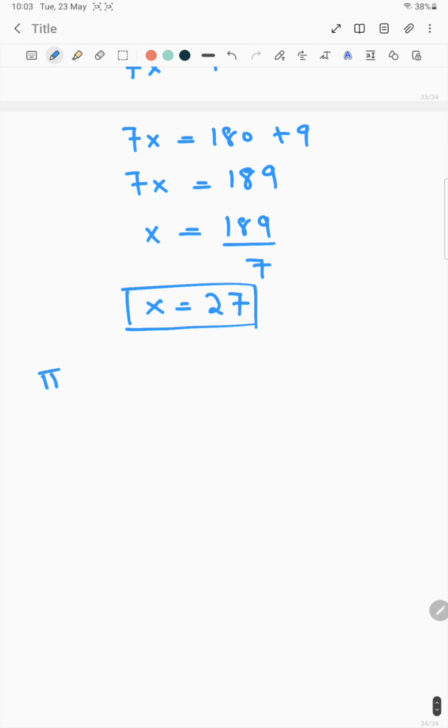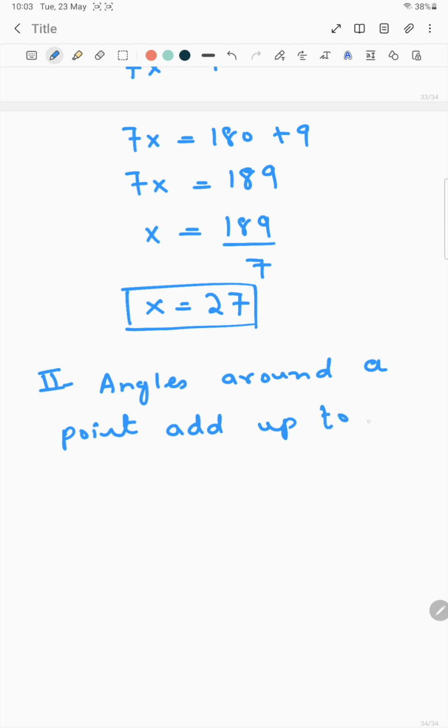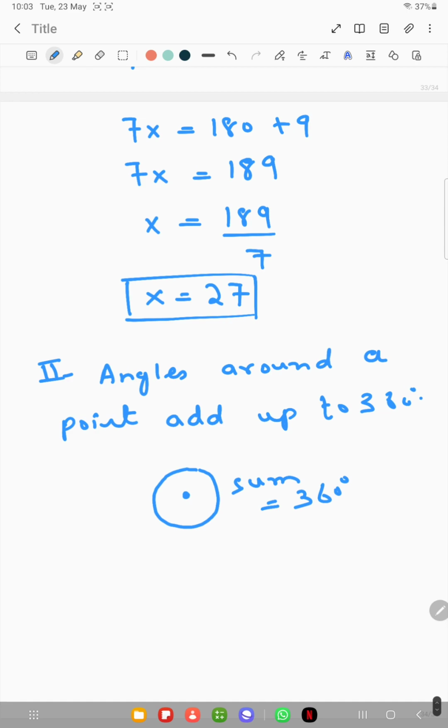Now the second property is angles around a point add up to 360 degree. So it means if you have a point, so angles around it, when you add them, their sum is equal to 360 degree. And now we have to do one example with it.